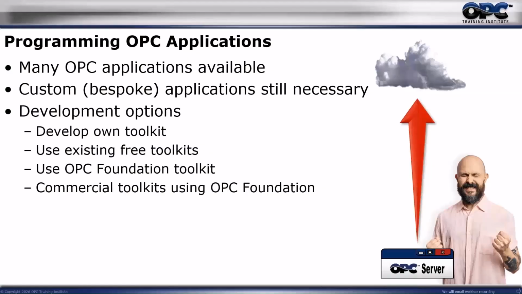What do these programmers use? Well, number one, they could develop their own toolkit to do this. So they would connect their applications to OPC servers, for example, and they would develop their own toolkits. That's possible for them. They can also use existing free toolkits that you can just download, go to GitHub, go download whatever toolkits. Or you can use the OPC Foundation toolkit if that's what you want. Or use commercial toolkits that are using the OPC Foundation toolkit. And all of these have something in common. I'll show you what that is.